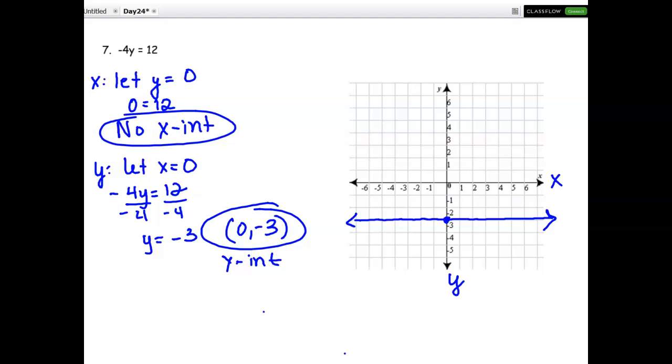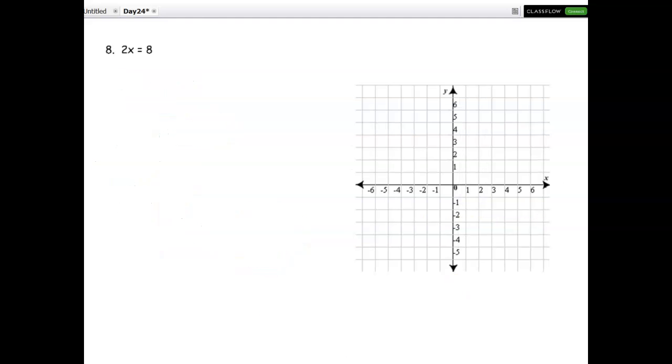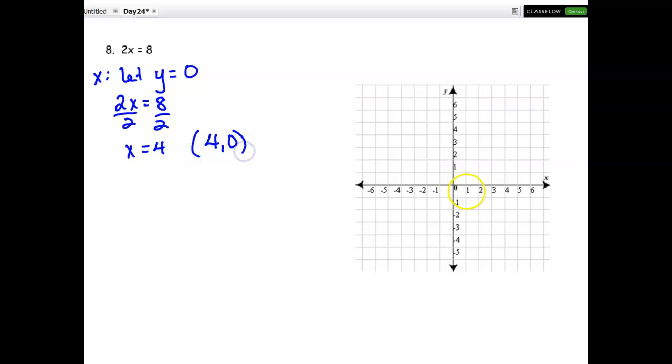All right, now looking at number 8. Number 8 is the opposite. If we find our x-intercept, we let our y be 0. Well, now we're left with 2x is equal to 8. We divide by 2. Our x is equal to 4. So our x-intercept is at (4, 0). 1, 2, 3, 4, there's our point.